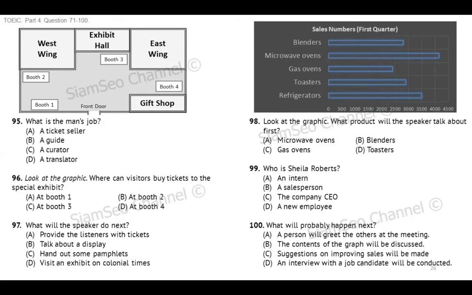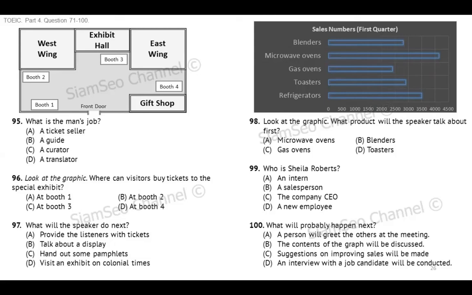Her name is Sheila Roberts, and she's an assistant manager in the marketing department. Today is Sheila's first day on the job, so I imagine this is the first time most of you are meeting her. Sheila, how about standing up and taking a couple of moments to introduce yourself, please?